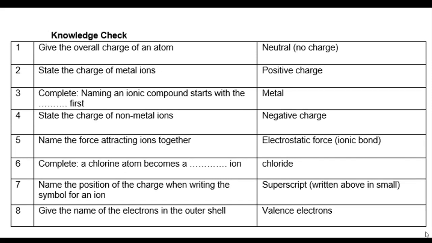The charge of metal ions is positive charge. That is because metal ions lose electrons. It is easier for them to do that than gain lots of electrons.